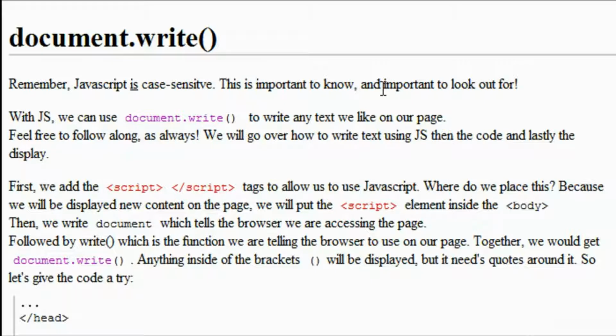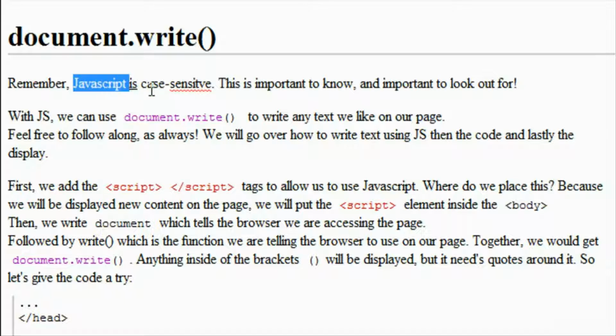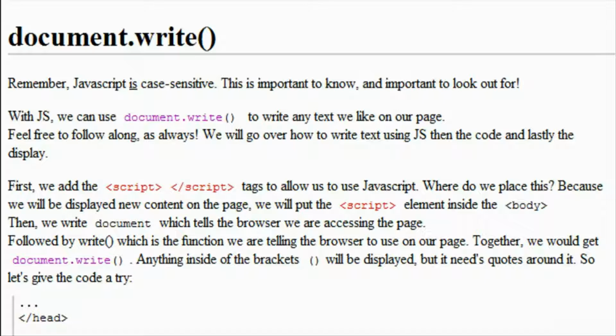Let's look at our first function in JavaScript. Our first function is the write function, and this will allow us to display our text. Before we do anything, please remember that JavaScript is case sensitive. This is very important to know and very important to look out for. So with JavaScript, we can use document.write with two brackets to write any text we like on our page.